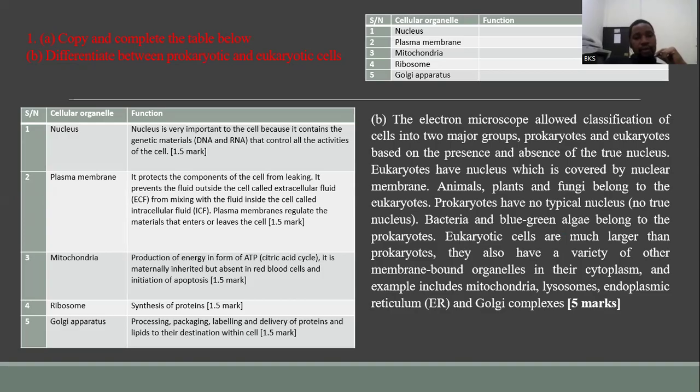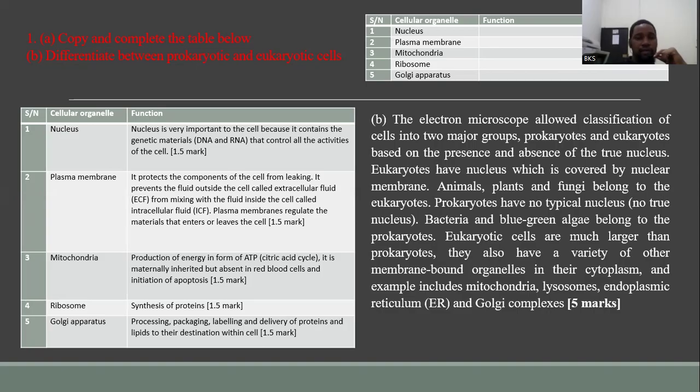Then mitochondria, we say, is the powerhouse of the cell, where energy is produced. Ribosome is where protein synthesis occurs. And then we have the Golgi apparatus, where once protein is synthesized, this is where it is processed, packaged, labeled, and then delivered to the destinations where it is needed.